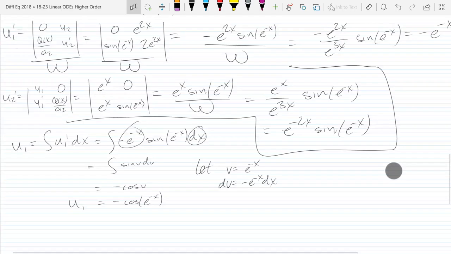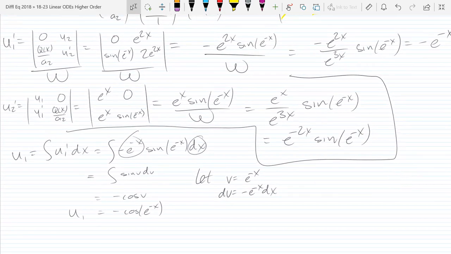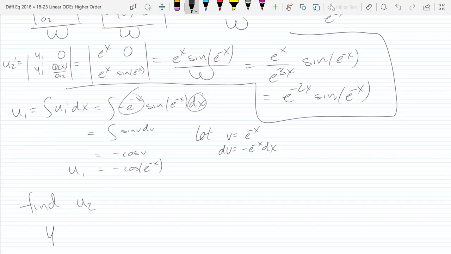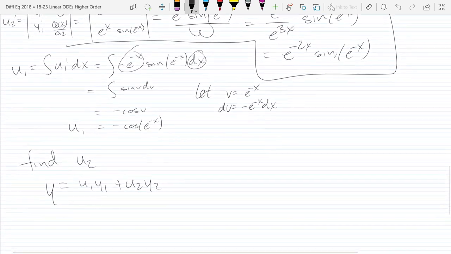So I think U2 is going to be very similar. You're going to need that same V substitution, and I think you need integration by parts after that. So it's a very good problem to go home and practice integration by parts. So find U2 for homework. And when you've found U2, combine this all back together. We know that y is, I think the order I wrote it was, U1 y1 plus U2 y2. So check, make sure your solution actually works in the original.